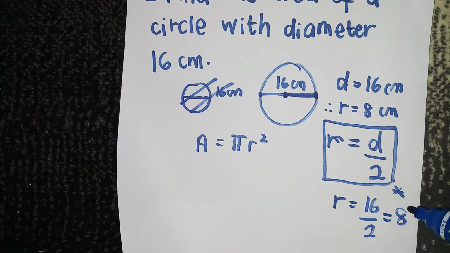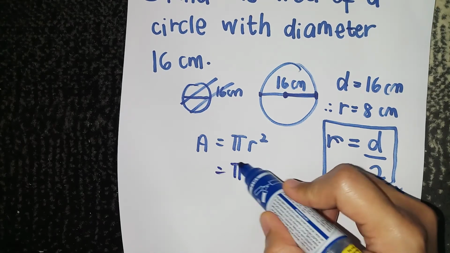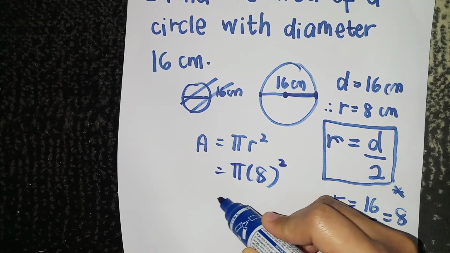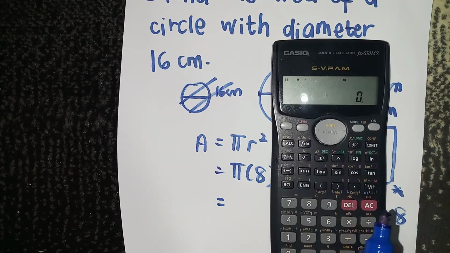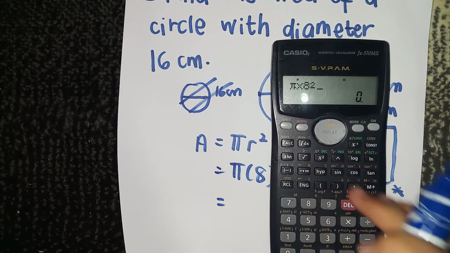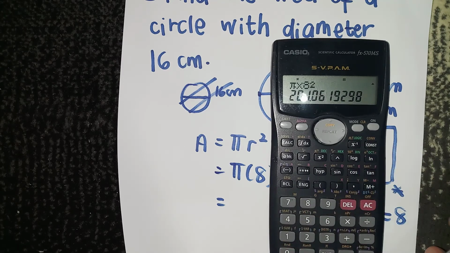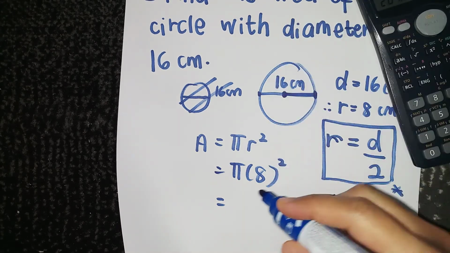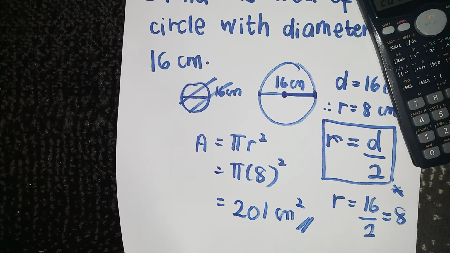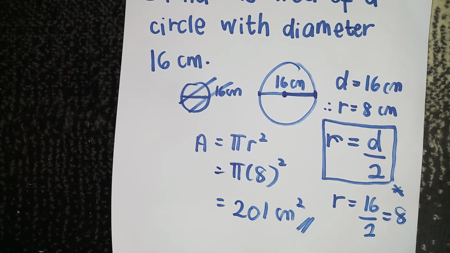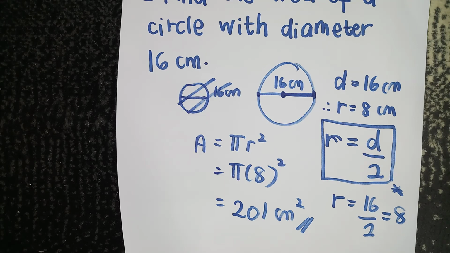We know that r now is 8 cm. Substitute into the equation: that is pi times 8 squared. How do you press your calculator? You press shift and then pi, times 8 squared. It's still a very long answer, so take 3 significant figures only. That is just 201 cm squared. Settle. Make sure you have the 2 examples inside your exercise book. I'm going to give the homework in the second video.